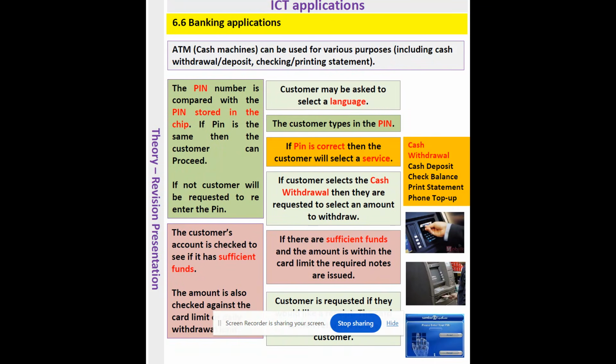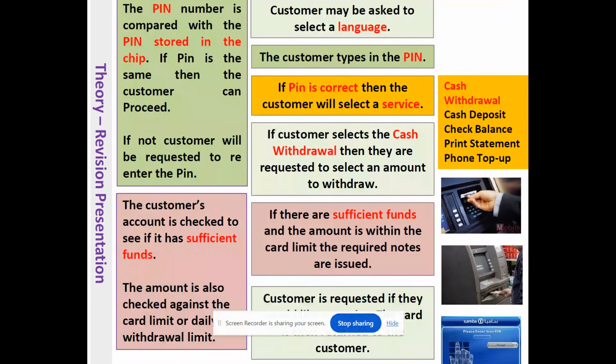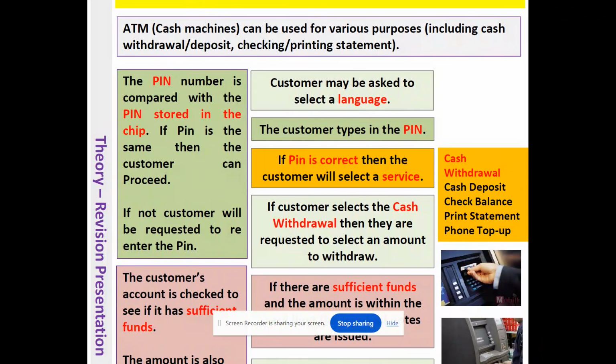So 6.6, banking applications. An ATM cash machine can be used for various purposes, including cash withdrawal, deposit, checking balance, and printing statements. How does it work, and what processes are taking place? When you go to an ATM, you can see some pictures here, you insert your card into the ATM, and the first prompt you may be asked is to choose your language. Then you will be asked to enter your PIN, normally 4 digits or 6 digits, and you normally have 3 attempts to enter the correct PIN.